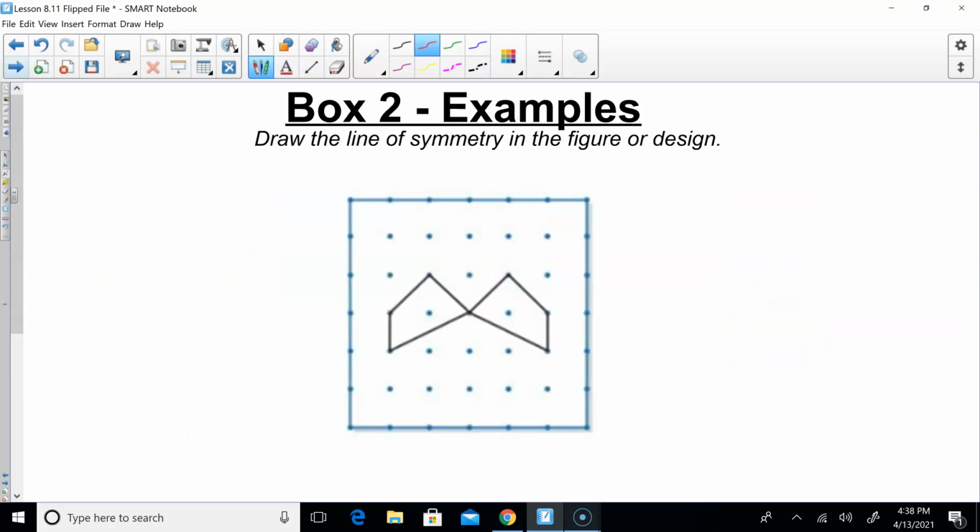And now we need to draw the line of symmetry in the figure or design. So this one has line symmetry, which means I could fold these over and they'd be perfect. So they want to know, where is that line for me to draw?